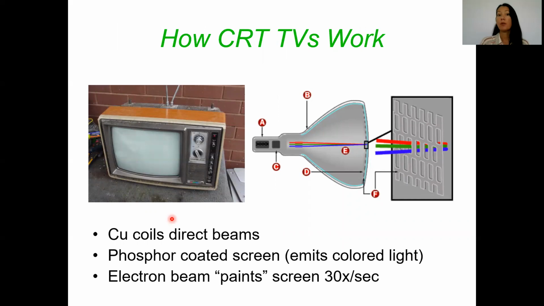What's cool is this is how the old school CRT TVs worked. I grew up with this type of TV, and basically you have a coil that is made of copper, some metal, and it directs a beam, just like we saw with the evacuated tube, onto a phosphor coated screen that can emit colored light. And the electron beam paints the screen about 30 times per second to help us see an image in color.